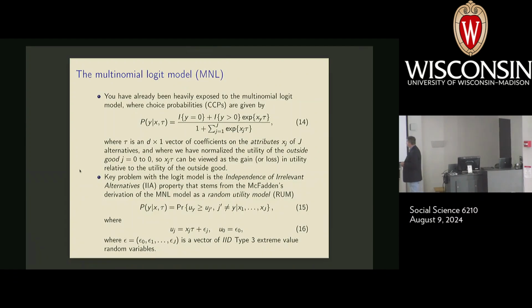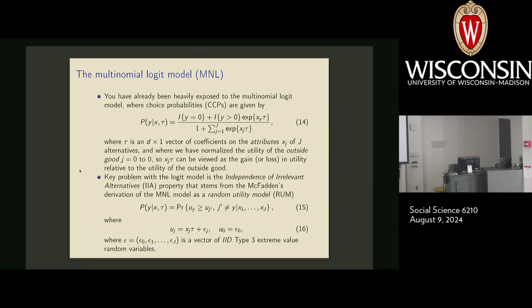Now, let's go to the multinomial logit model. So this is a conditional distribution. We've been studying this a lot. This is just a different way of saying that y equals 0 is the outside good. So either it's 1 over this thing, if you choose the outside good.